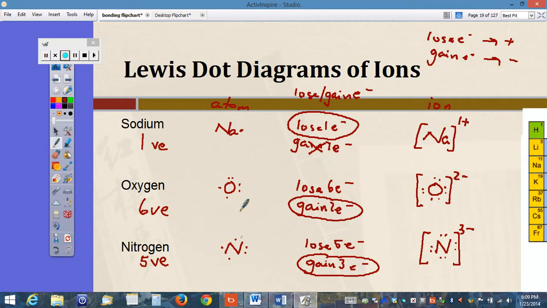So this is what it looks like as an atom. This is what it looks like when it's an ion. Notice the positive ions end up having no electrons, and the negative ions end up having a full octet of 8.